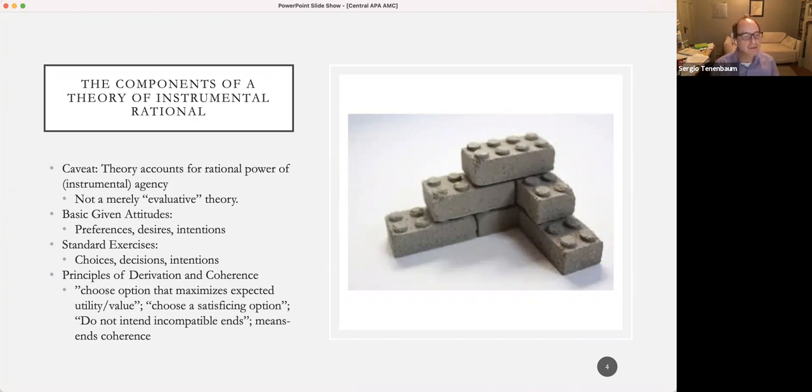Now, I'm going to skip most of this, and just say there will be three categories that I try to characterize in all theories of instrumental rationality. One is what I call the basic given attitudes, what they take to be basic, that cannot be rationally criticized in a theory of instrumental rationality. So it's going to be the basic preferences, basic desires or intentions, depending on the contemporary view. Second, the standard exercise: what is an exercise of your rational agency? In most contemporary theories of rationality, there are going to be choices, decisions, or intentions. And then what I call principles of derivation or coherence: how instrumental rationality determines that you move from one state, one attitude, to another, or what makes those attitudes coherent or incoherent according to the theory of rationality.